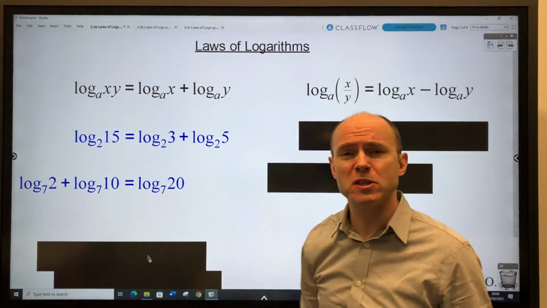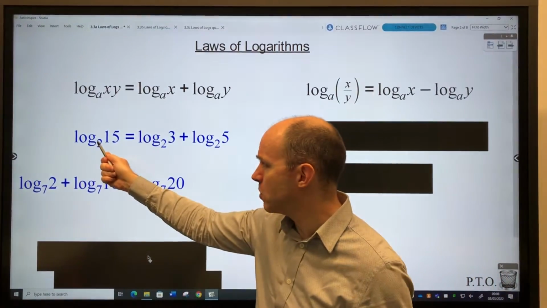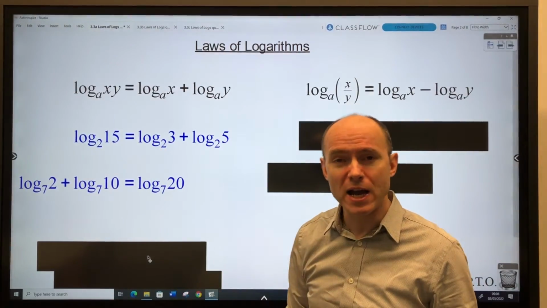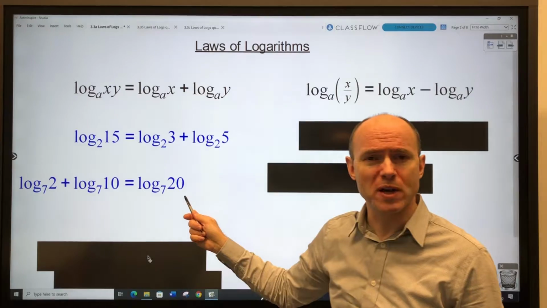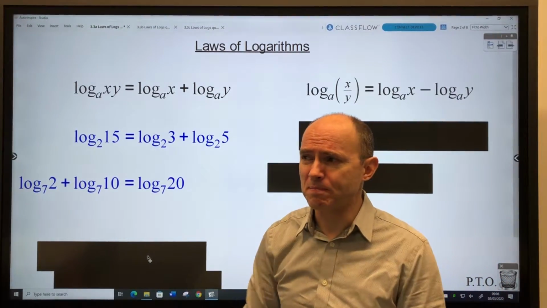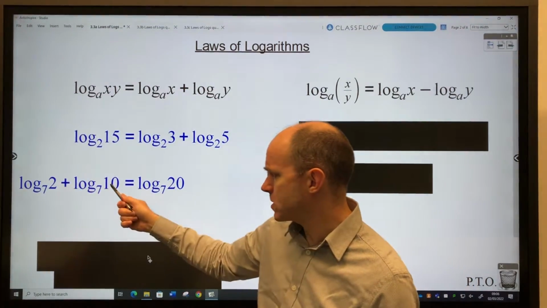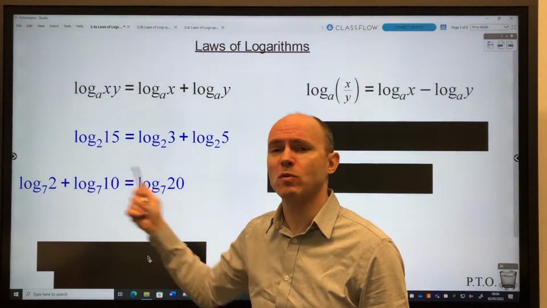Now you've got to be able to use these rules from left to right and right to left. That is, you've got to be able to spot when you can rewrite log 15 as two separate logarithms, and you've got to be able to spot when you can combine two separate logarithms into a single one, because sometimes it's going to better fit our purpose when we're solving equations. So log of 2 plus log of 7 is the same as log 14, all of base 7, of course.